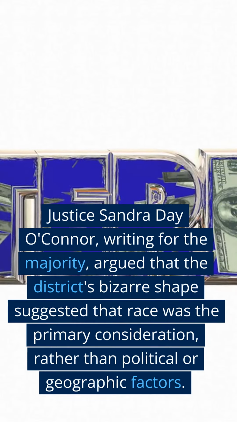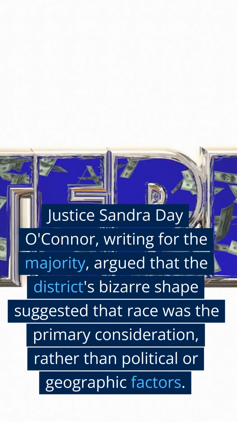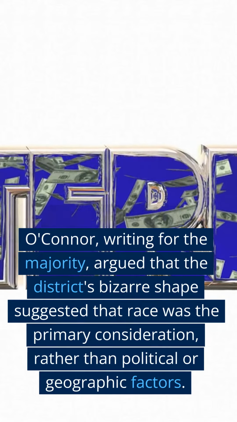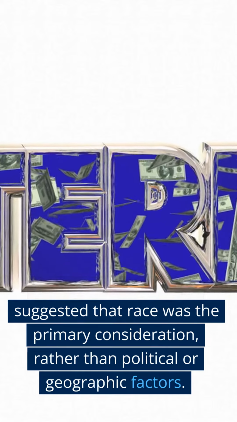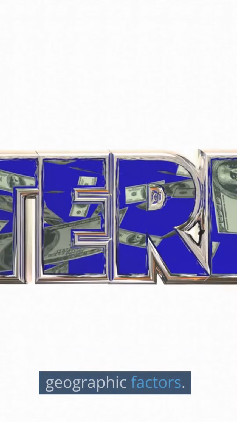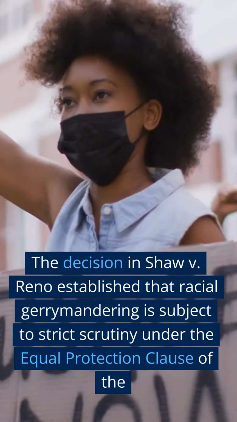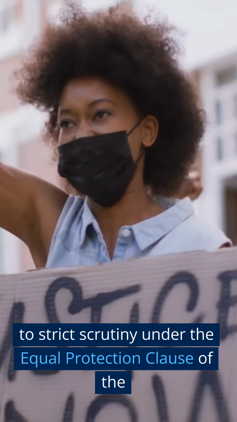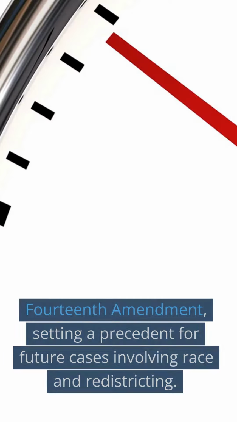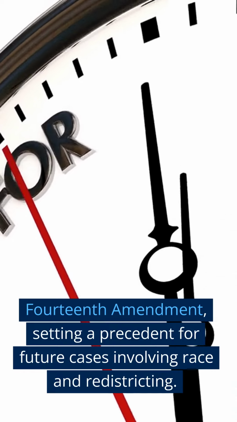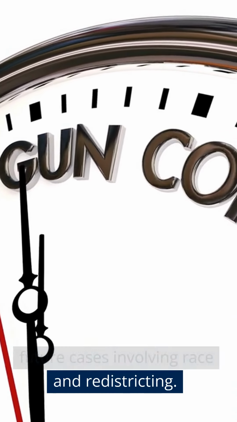Justice Sandra Day O'Connor, writing for the majority, argued that the district's bizarre shape suggested that race was the primary consideration, rather than political or geographic factors. The decision in Shaw vs. Reno established that racial gerrymandering is subject to strict scrutiny under the Equal Protection Clause of the 14th Amendment, setting a precedent for future cases involving race and redistricting.